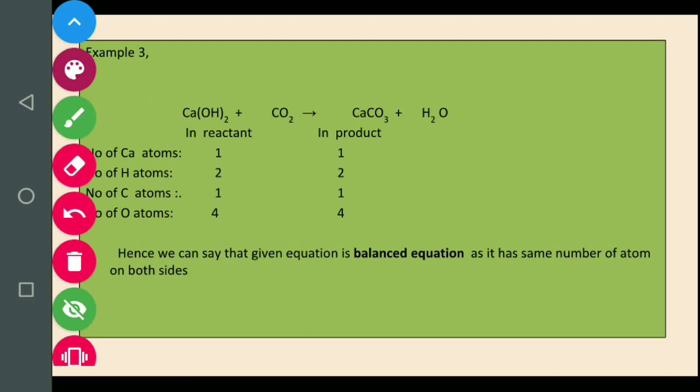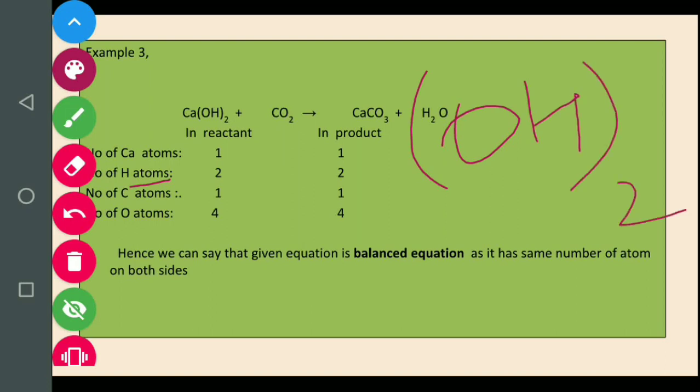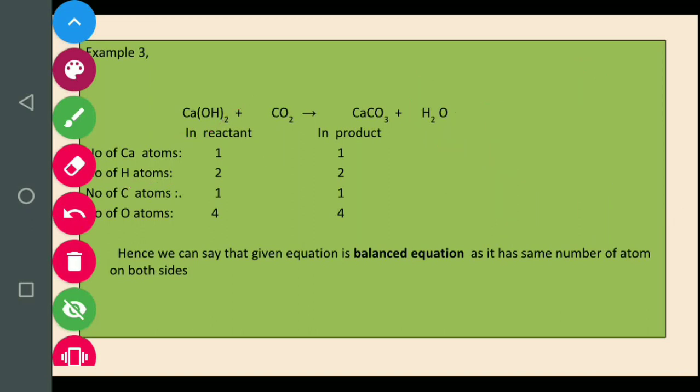Now the next example, number 3, again a reaction: calcium hydroxide plus CO2 gives you calcium carbonate plus water. Let's check whether it is a balanced or unbalanced equation. Number of calcium atoms: calcium is only 1 here and on the product side calcium is also only 1. Calcium is balanced. Now the number of hydrogen atoms on the reactant side: hydrogen is here, inside the bracket, and 2 is here. This 2 belongs to oxygen also, 2 belongs to hydrogen also. So hydrogen is 2 here and on the product side again hydrogen is 2 here.